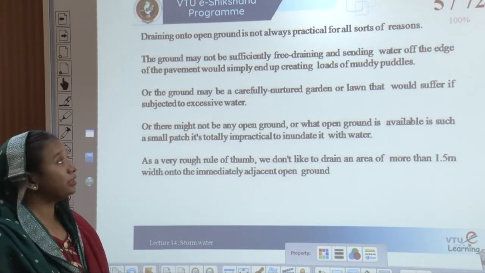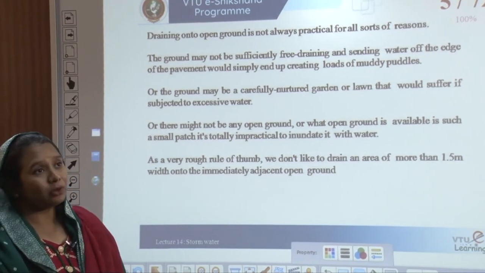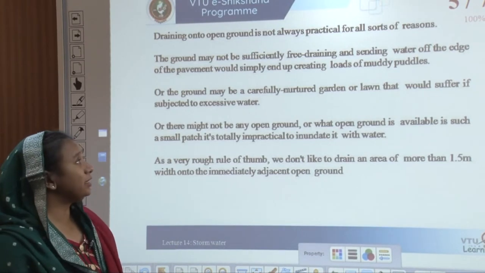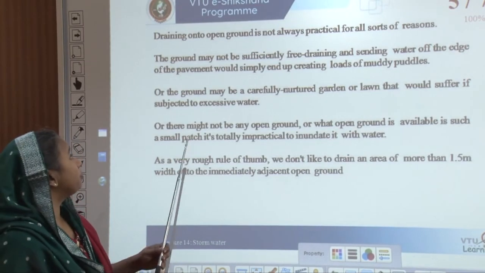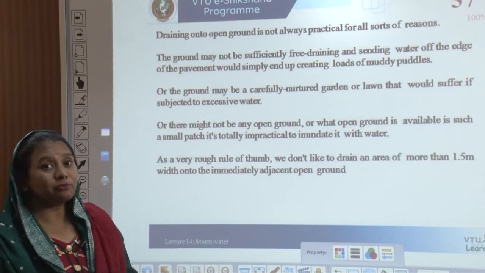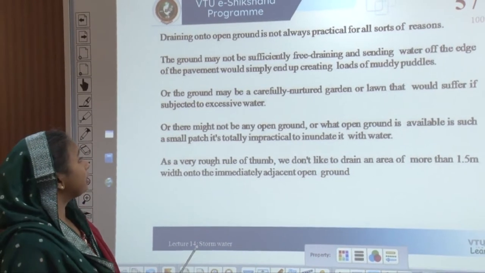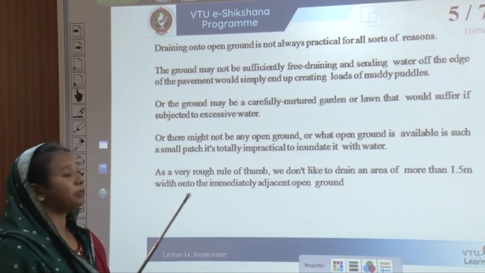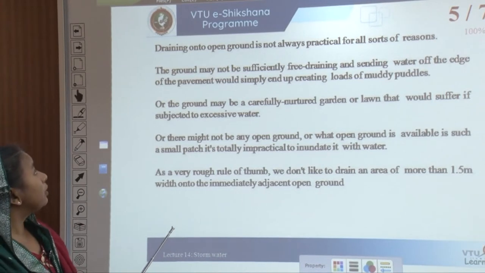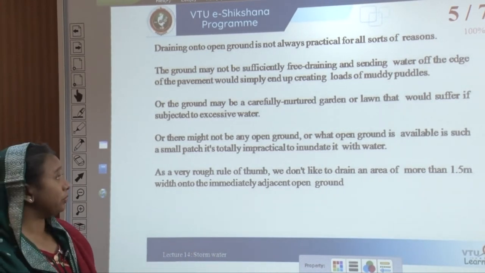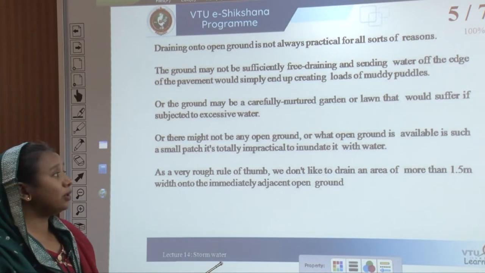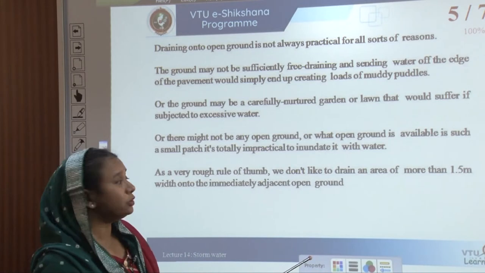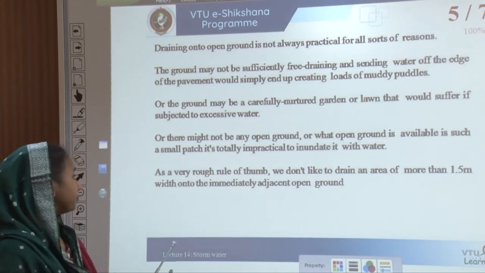The drainage of open ground is not always practical, as you all know, for many reasons. The ground is not sufficiently free draining, and sending water off the edge of the pavement would simply end up creating loads of muddy puddles. Or the ground may be a carefully nurtured garden or lawn that would suffer if subjected to excessive water. Or the open ground available is only a small patch, and it's totally impractical to subject it to the water.